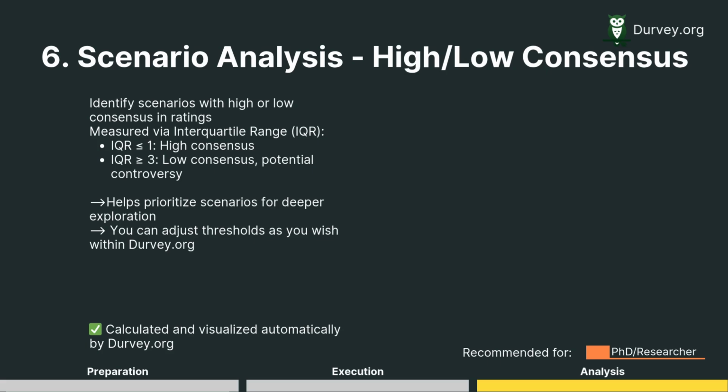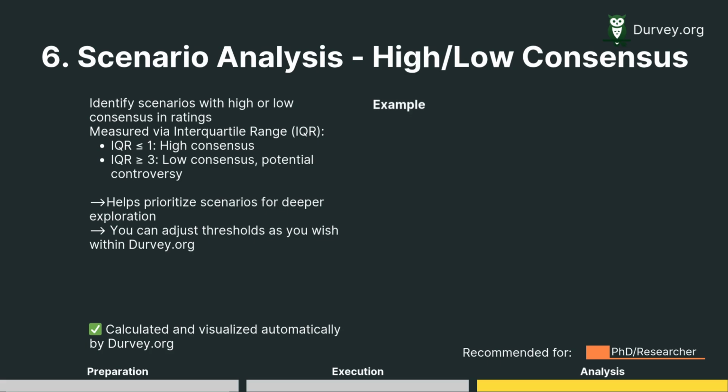IQR less than or equal to 1: high consensus. Ratings are closely aligned. IQR greater than or equal to 3: low consensus. Strong disagreement or potential controversy. This helps you prioritize scenarios for deeper exploration or scenario planning. And of course, you can adjust these thresholds directly in Delphi.org.